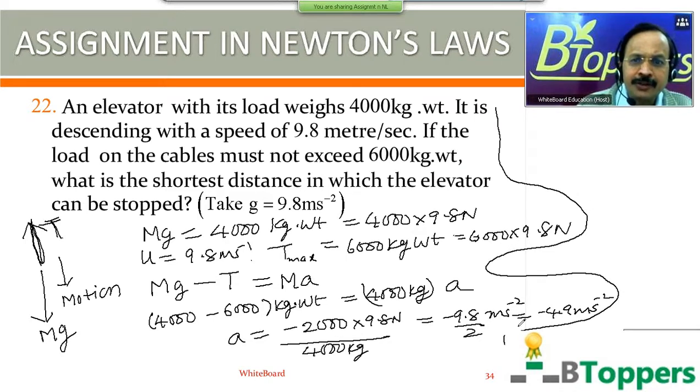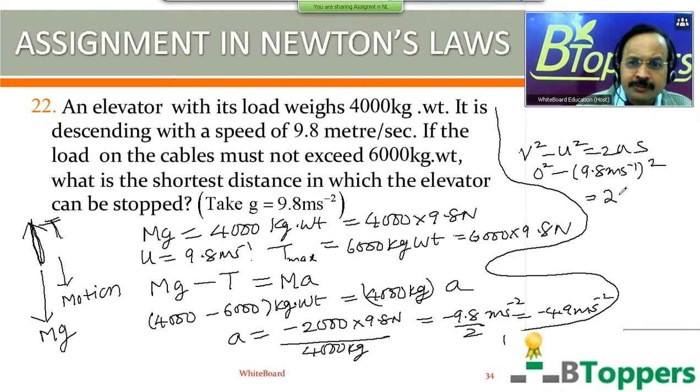So to find the distance in which it can be stopped, you can use the equation v squared minus u squared equals 2as. When it is brought to rest, you can take the final velocity v as 0. The initial velocity u equals 9.8 meters per second. So the acceleration a equals minus 4.9 meters per second squared.